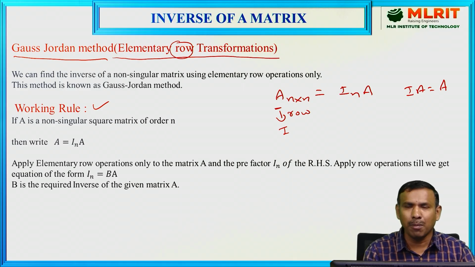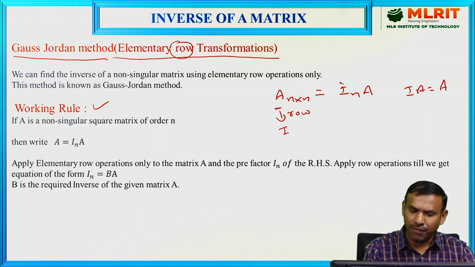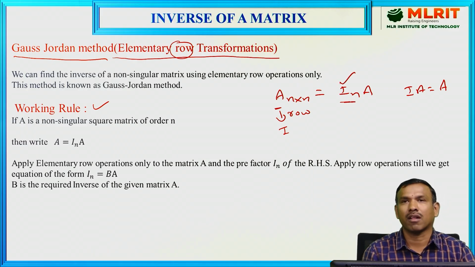Simultaneously, the same identical operation or row operation is applied on the pre-factor of this I n. Here also we have to apply. Suppose here two rows are interchanged, here also two rows should be interchanged. Here R2 plus R1, here also R2 plus R1. The same identical operation. On the post-factor, no changes. So whatever operations we apply in the LHS, in the RHS pre-factor also we have to apply.